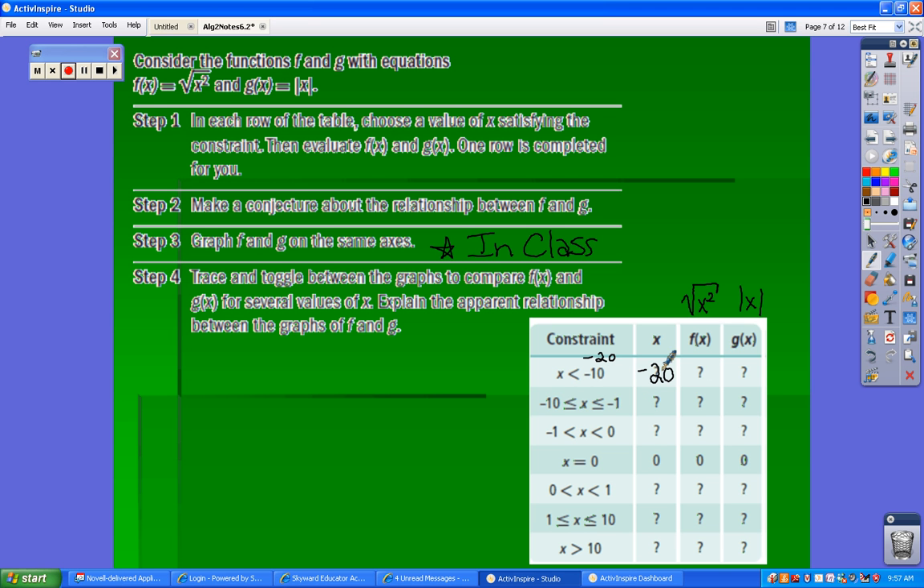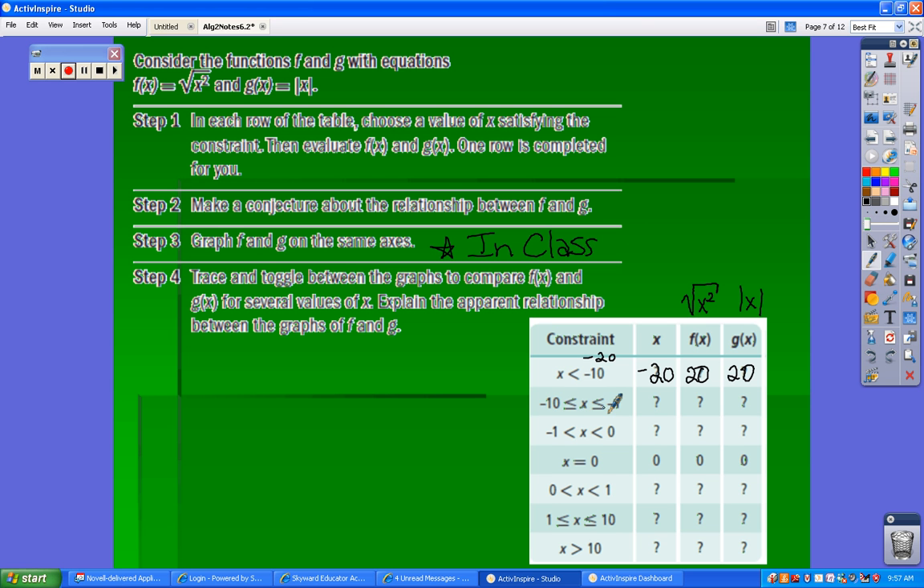F of x, negative 20 squared, that's 400. Positive square root of 400 is 20. So f of x is 20. Absolute value of negative 20, 20. Okay, that's the first one. Let's look at the next one.